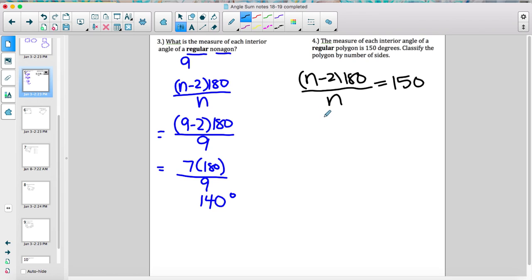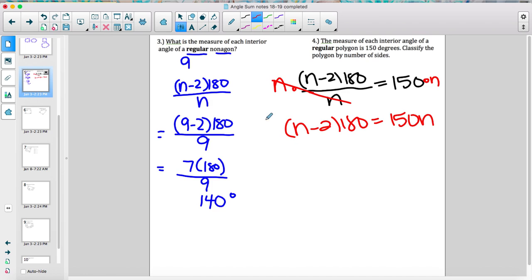So solving this equation, it is a little bit more complicated than some of the equations we solved in the Overland Trail unit because we have a variable in the denominator, but this is the process. We want to get rid of the n in the denominator first, and so the opposite of divide by n is multiply. So we're going to multiply both sides of the equation times n. So over here on the left side, the n's then cancel out. You're left with your numerator staying the same, n minus 2, times 180 equals 150n.